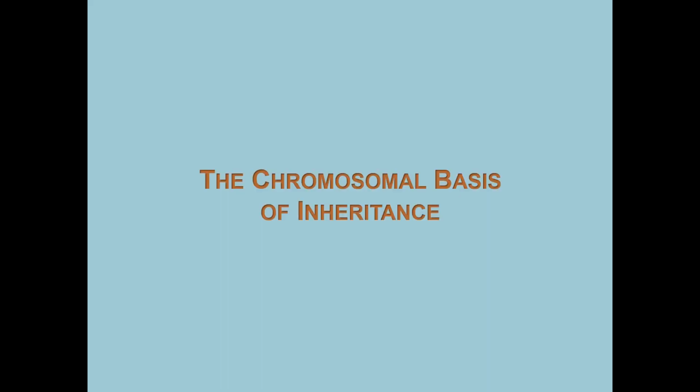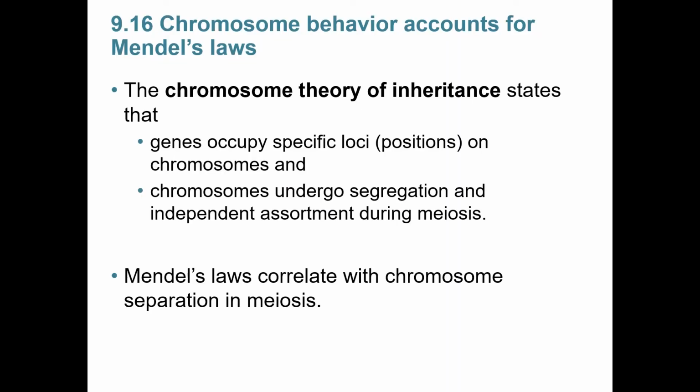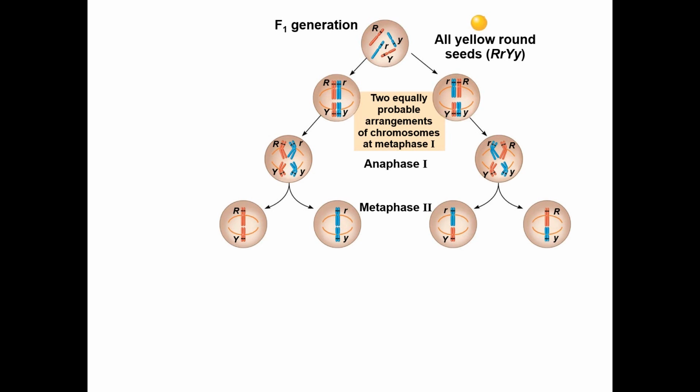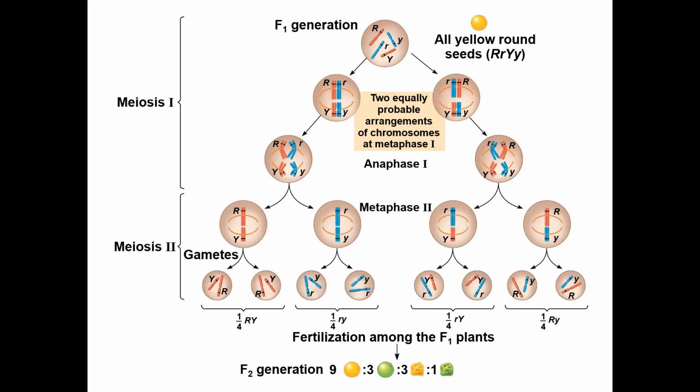Alright, so now we're going to tie all of this back to the idea of chromosomal inheritance. The chromosome theory of inheritance states the following things: that genes occupy specific loci, or physical positions, on chromosomes, and that chromosomes undergo segregation and independent assortment during meiosis. Mendel's laws correlate with chromosome separation in meiosis, and we've already talked about meiosis previously in this class. The idea here is that there is equal probability that chromosomes can line up in one way or another. So depending on how chromosomes line up, that's going to change how different alleles end up being inherited, and this is the basis for things that we see in 9:3:3:1.